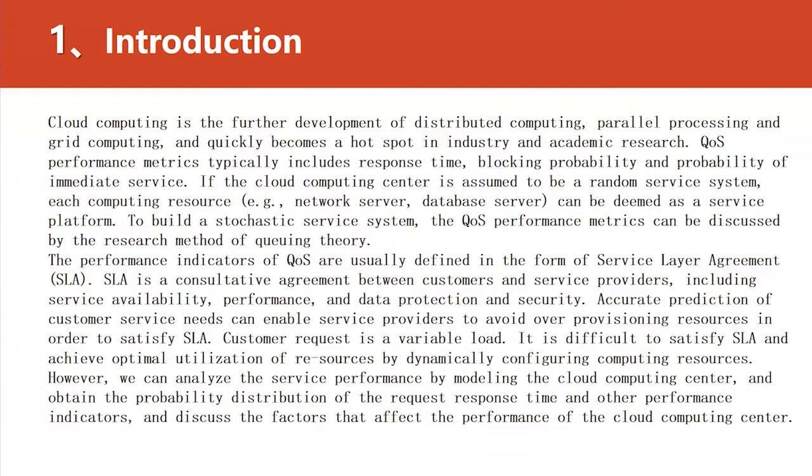QS performance metrics typically include response time, blocking probability, and probability of immediate service. If the cloud computing center is shown to be a random service system, each computing service, such as a network server or database server, can be named as the service platform to build a service system. The QS performance metrics can be discussed by the research method of querying theory.